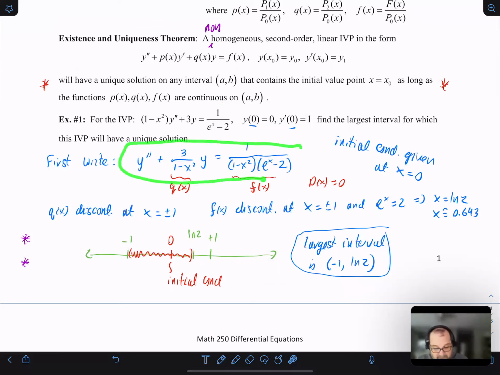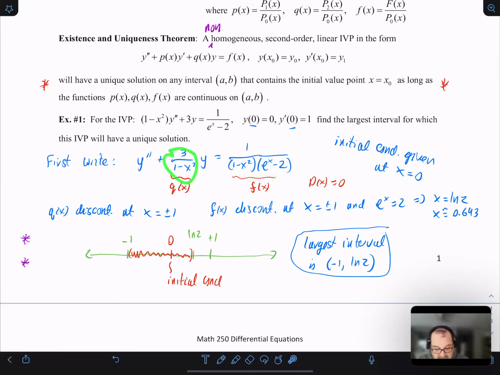I'm going to rewrite the DE so that it looks like this. Notice that there was no y prime term in the original DE, so there was no P of x. P of x is going to be 0 here. But we have a Q of x function and we have an f of x function that look like this. So we need to find the largest interval that contains the initial condition point at x equals 0, but does not contain any discontinuities of these functions.